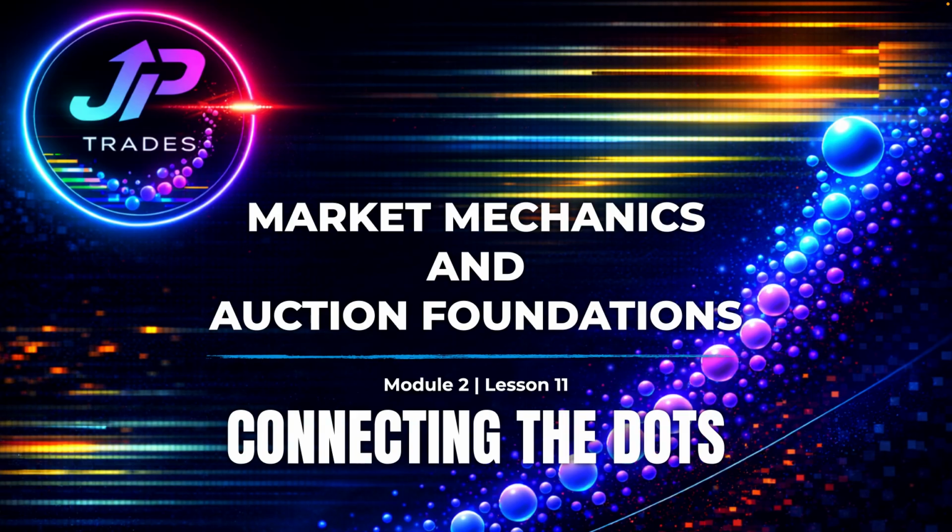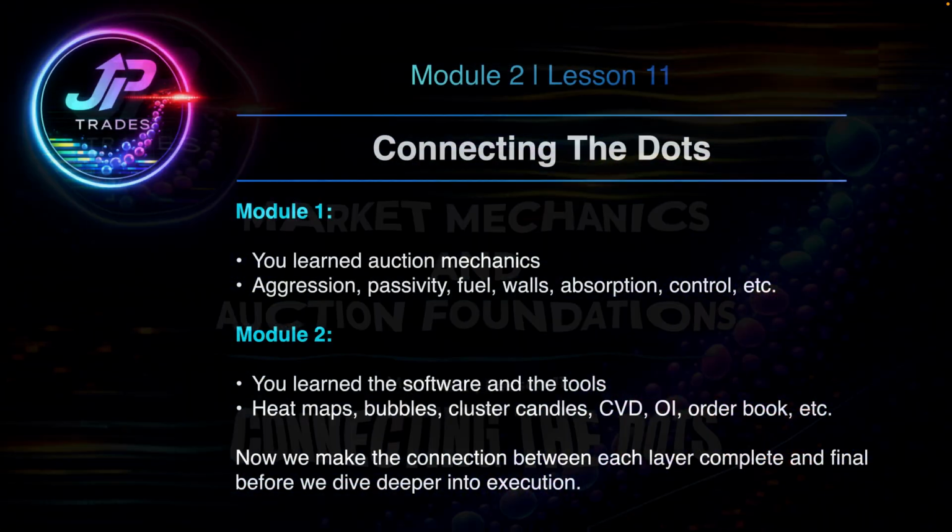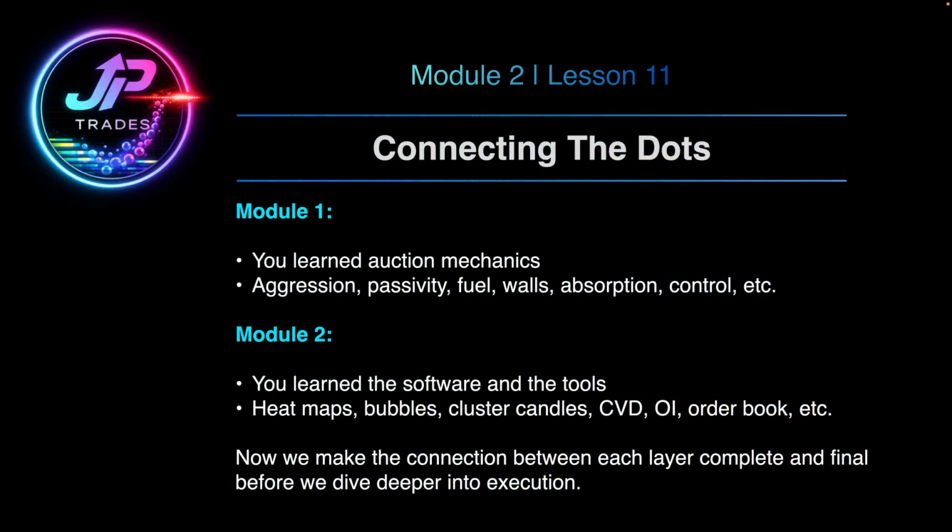All right, so now that we've reached the end of Module 2 and the end of the first section of this course, it's time to connect all the dots before we move forward. Now, in Module 1, we broke down the mechanics of the auction in real depth, and you learned what the market actually is, how orders function inside it, what roles aggressive and passive participants play, and why price moves when it does. So you learned the language there.